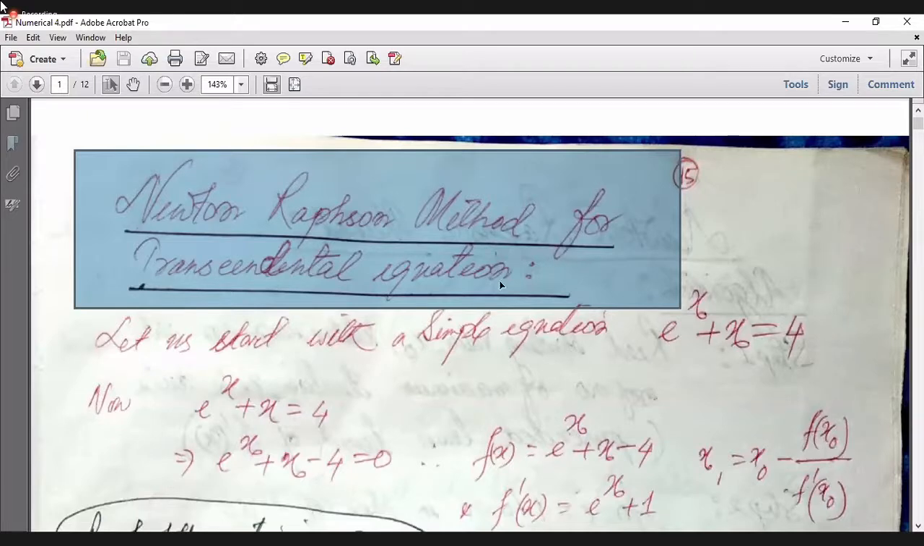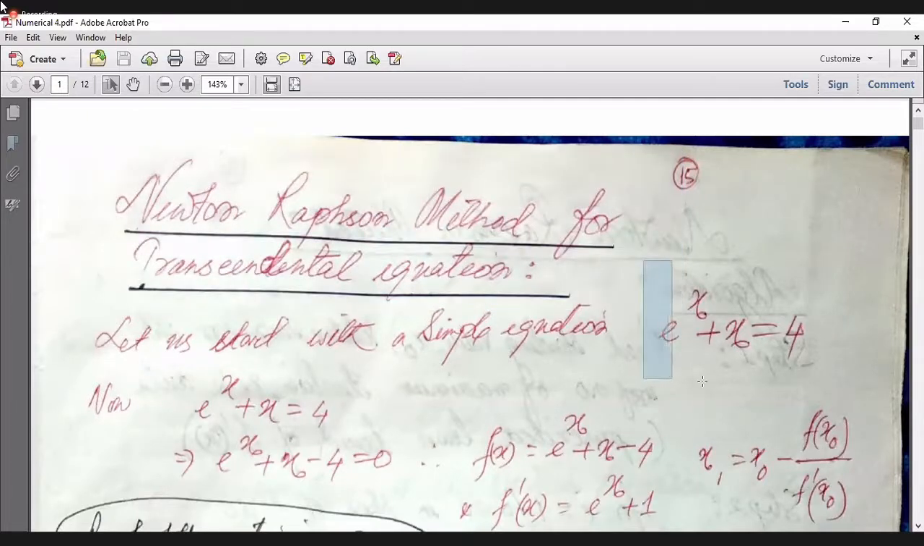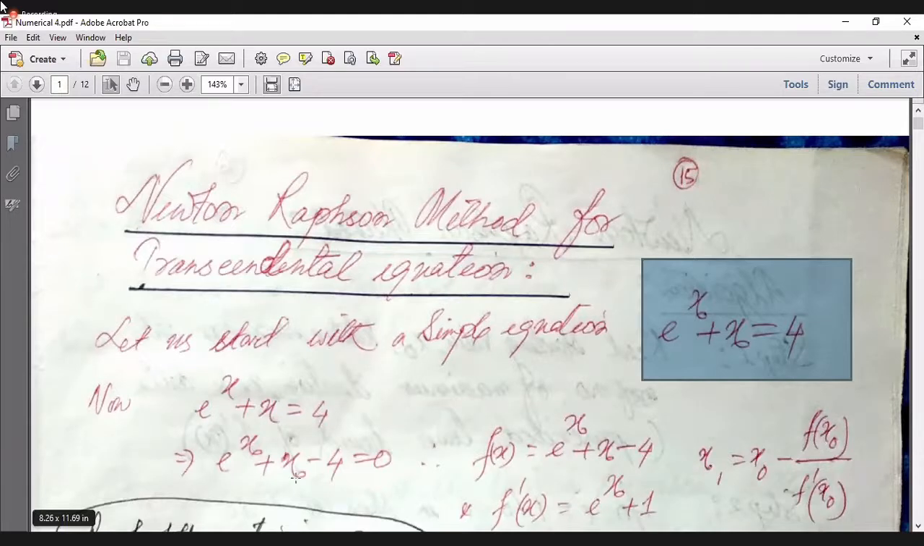Suppose we have e to the power x plus x equal to 4. Now we need to know how to find the root for such equations. Such types of equations are known as transcendental equations, because sine, cosine, and hyperbolic functions all belong to transcendental equations. In such a case, what shall we do?